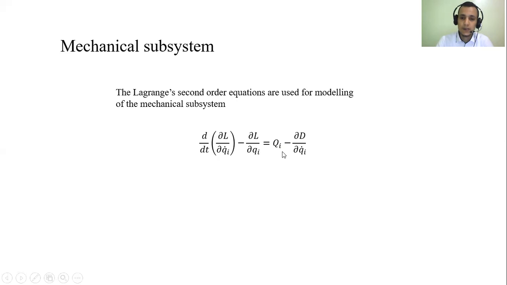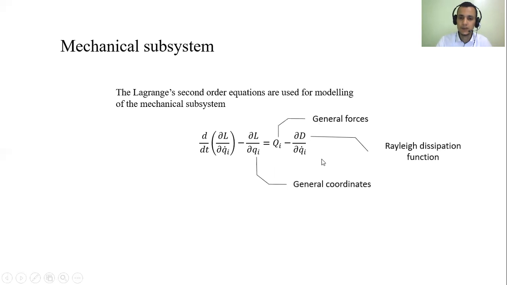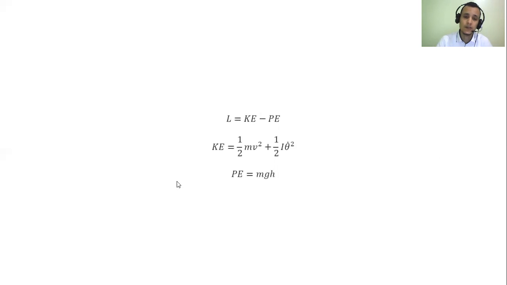And this last term is called the Rayleigh dissipation function, and it's added when we have a sliding between the wheels of the robot and the floor. In our case, we do not have a sliding, so the term is equal to 0. So general forces, general coordinates, Rayleigh dissipation. First thing we're going to start calculating is this L. This L, the Lagrangian, is equal to the kinetic energy minus the potential energy.